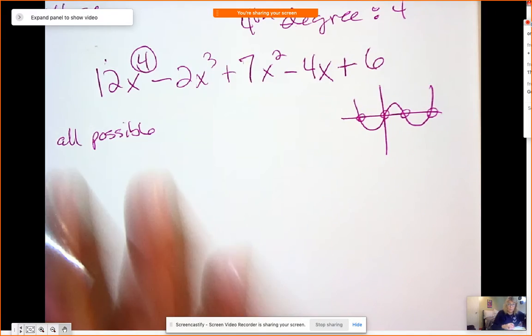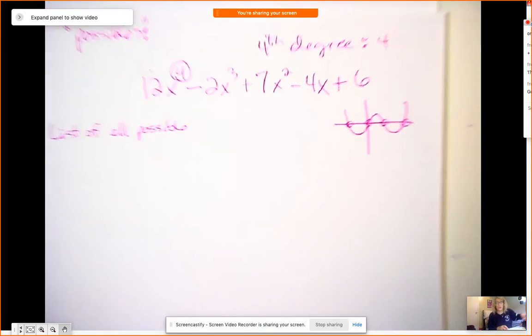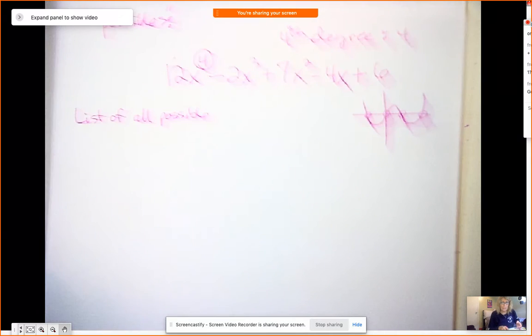It can have 4 zeros. But the list of possible suspects, just like in the case of my missing frog, I had 35 possibles.